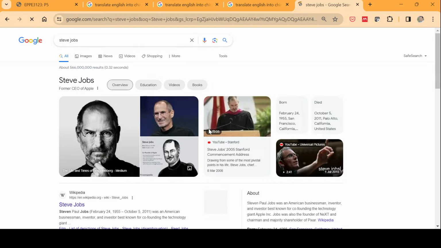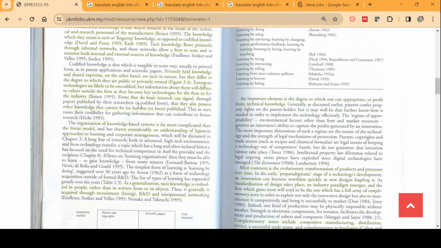Me, inside of me, if I don't tell people, even if I tell you, still you cannot get everything that I have inside my head. Just like Bill Gates, just like Steve Jobs. Bill Gates, the founder of Microsoft. Whereas codified knowledge is already written. You can read it, usually in printed forms, in patent applications, in scientific papers or journal papers.